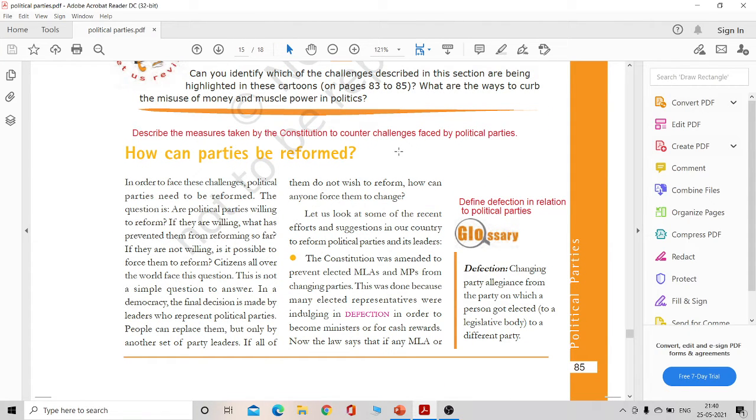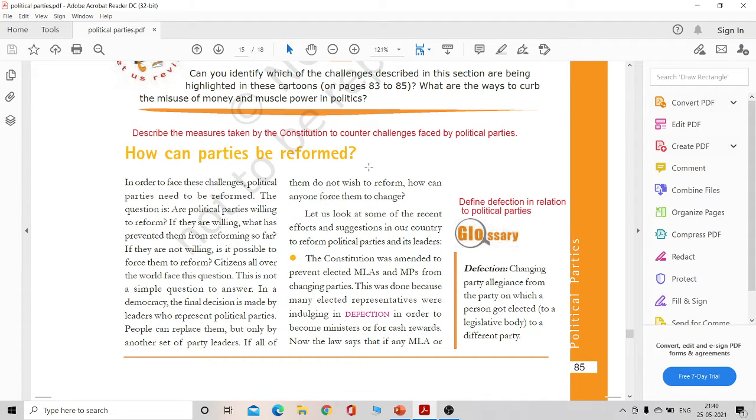Now these are the challenges faced by political parties. Here comes another 5-marker question: describe the measures taken by the constitution to counter challenges faced by political parties. This can come as a 5-marker as well as a 3-marker question.